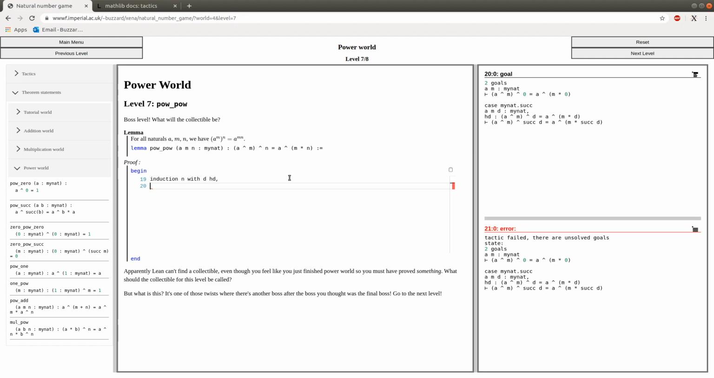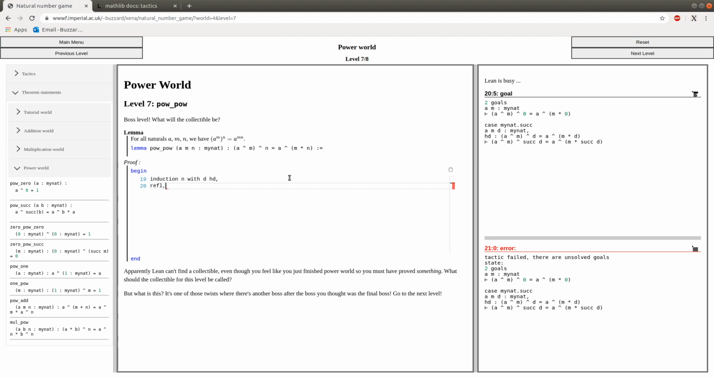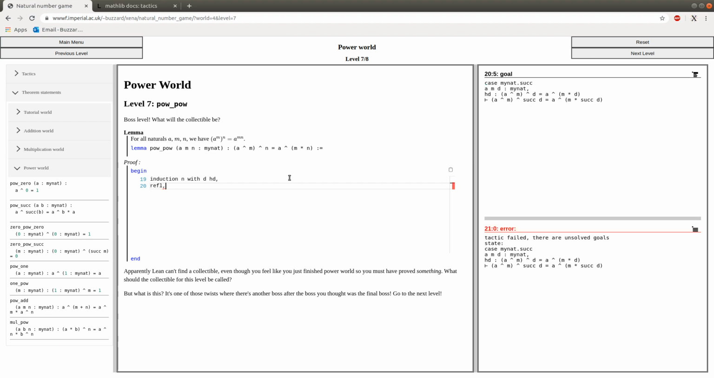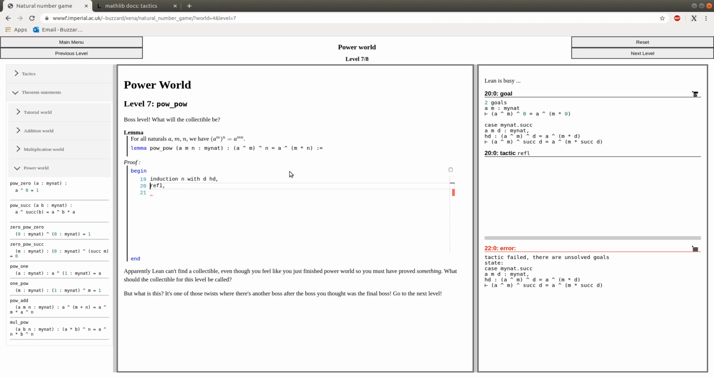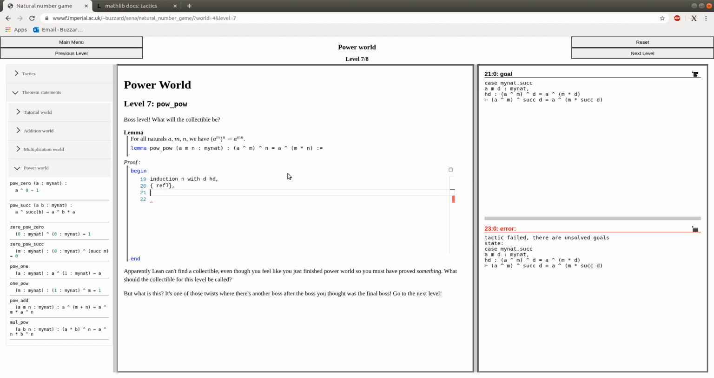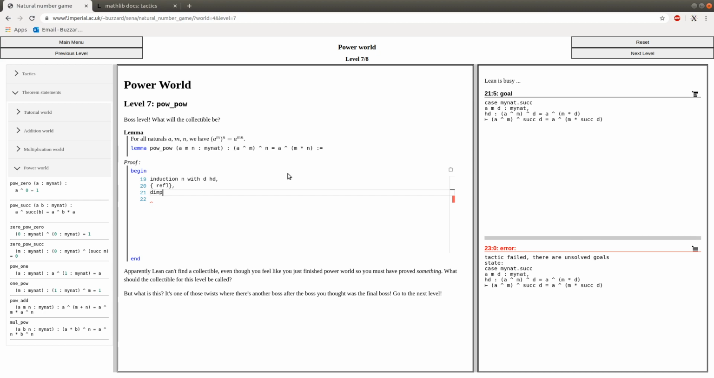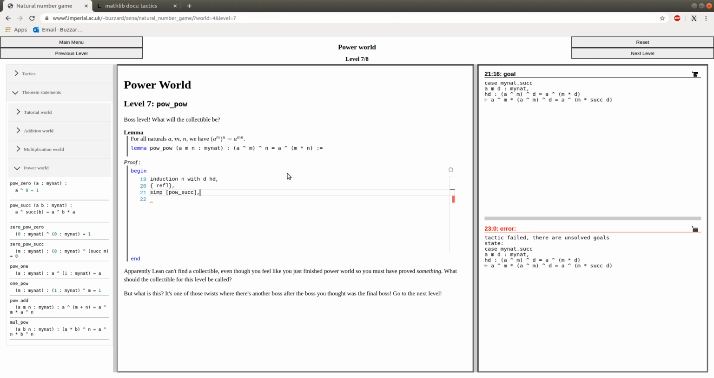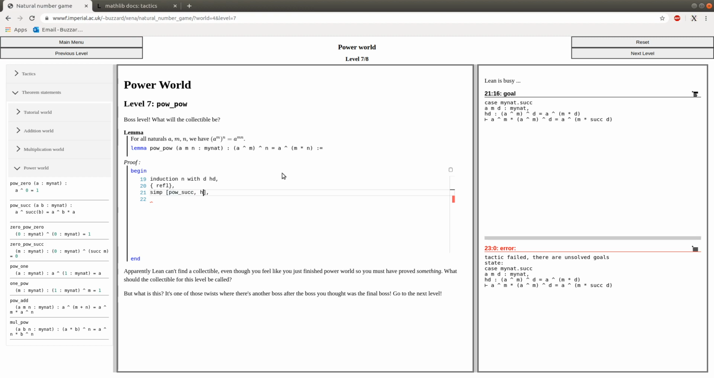And now hopefully the base case is true by definition. It is. And I'll put it in brackets for any computer scientists watching. In this case, simp pow suck. Pow suck. Oh, and HD, of course. Have we used it? And now, so we need HD as well.